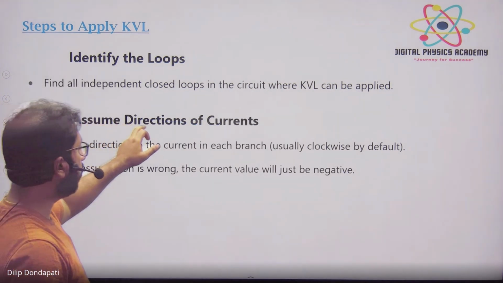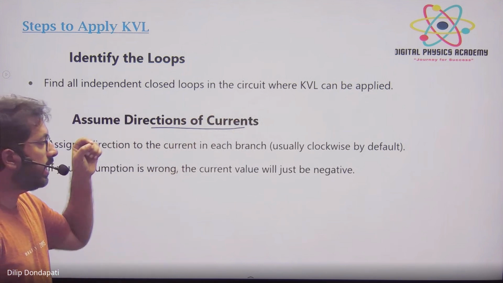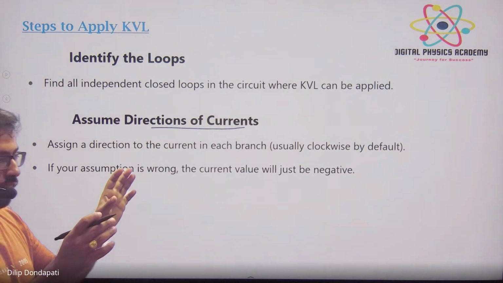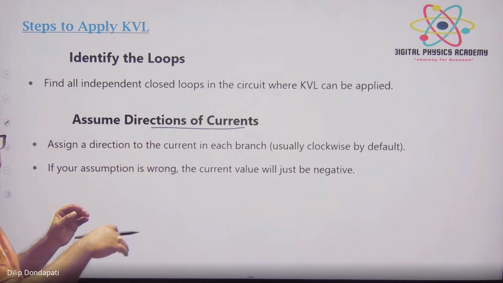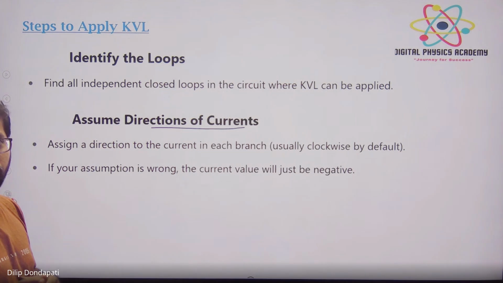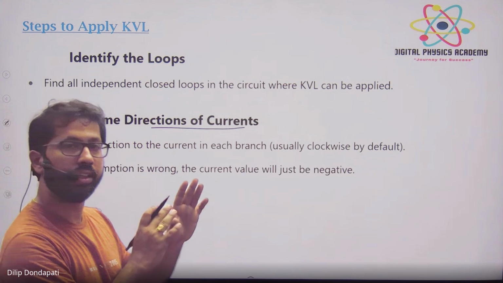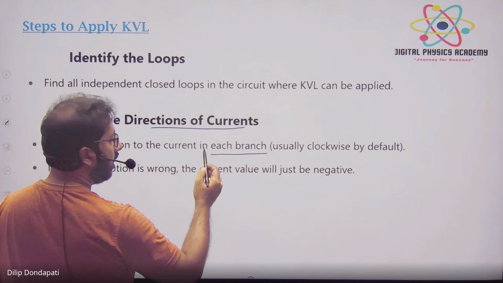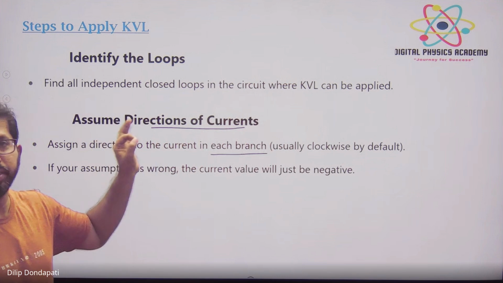Next one: assume directions of current. You have to put the current in each branch. As per the battery, they will give batteries, resistances, everything. You have to put the current I1 and apply KCL always. When you're distributing the current, always apply KCL and put the current. Assign the direction of current in each branch, either clockwise or anti-clockwise, any direction.